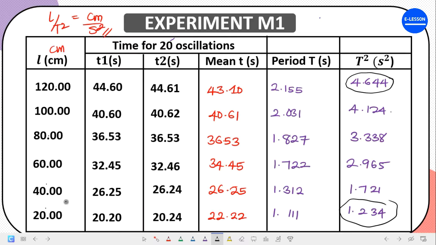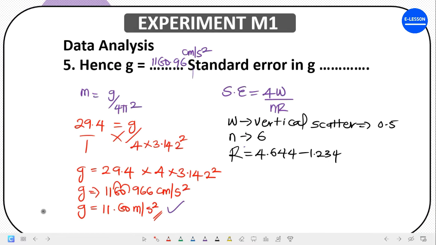Okay, so when you punch this into your calculator, what is it going to give you? 4.644 minus 1.234, and this will give us 3.41. Okay, so now put this into the standard error calculation. This gives us 4 times 0.5. Then you have your n value, which is 6, right? Times 3.41, which is your range.